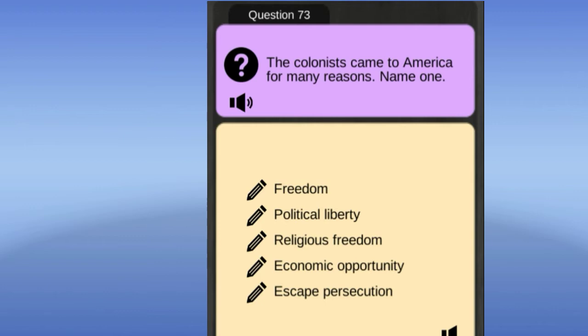The colonists came to America for many reasons. Name 1. Freedom. Political liberty. Religious freedom. Economic opportunity. Escape persecution.